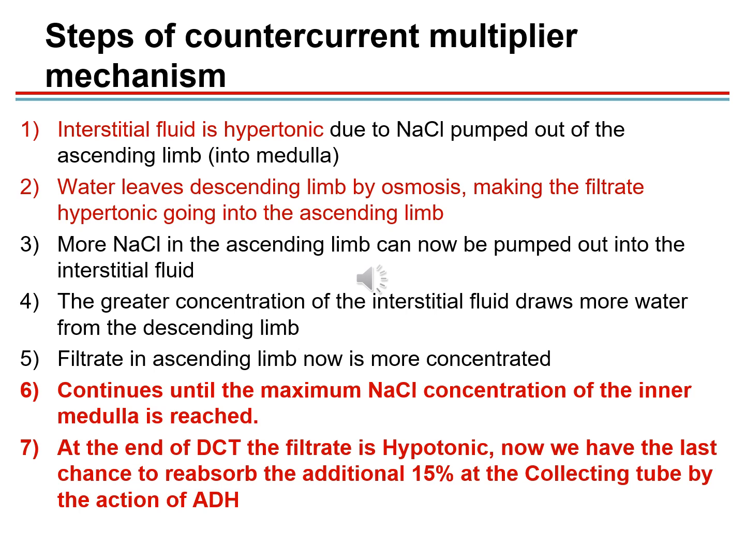At the end of the distal convoluted tube, the filtrate is hypotonic. It's hypotonic because of all the process I mentioned before, and with that hypotonicity, between 200 and 100 milliosmoles, it creates the best scenario to allow our body to reabsorb an additional 15% more water at the collecting tube, but this action takes place by the action of ADH.